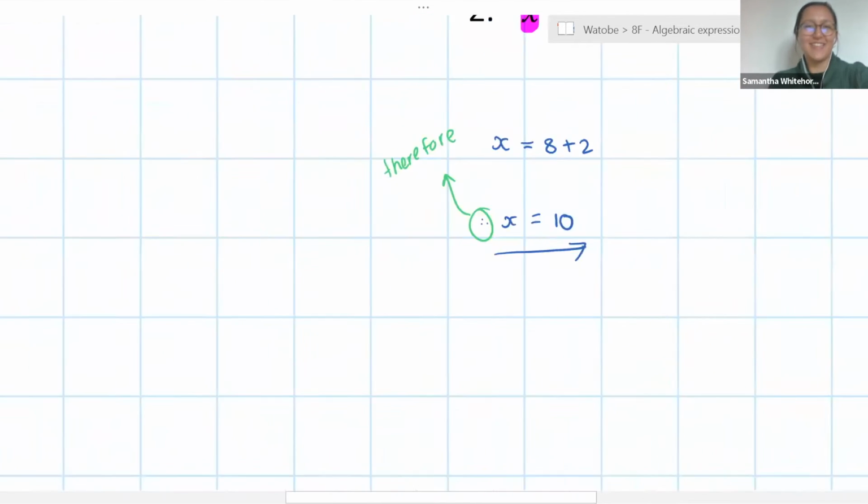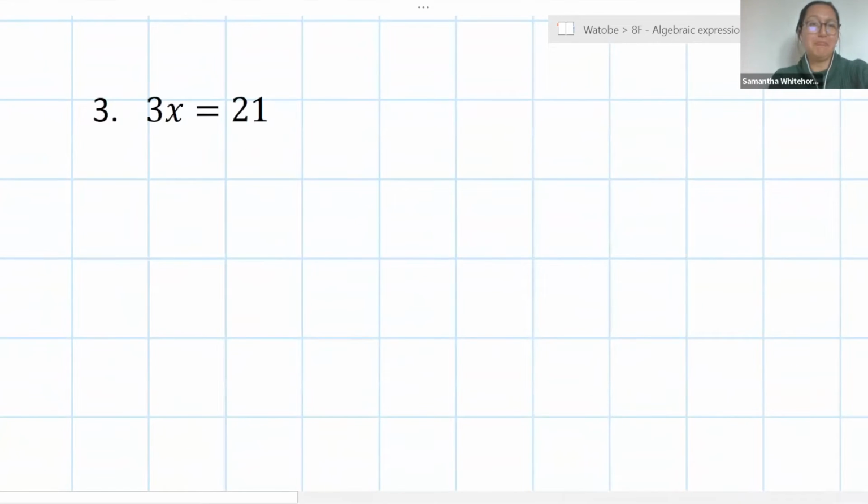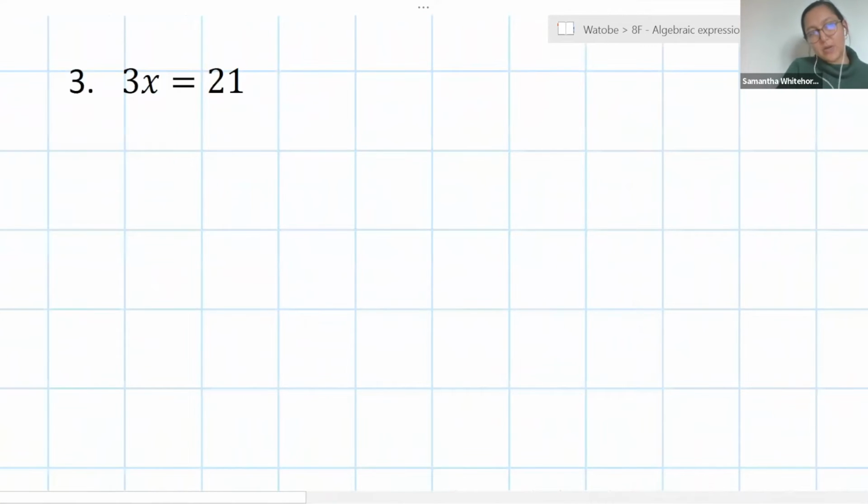Okay, guys. I don't know why there's a W there. So sorry. Let's see what happens now in question 3. Now, can someone tell me in the chat what operation is happening between the 3 and the x? So 3x means that I'm doing something with those 2 numbers. What operation is it?